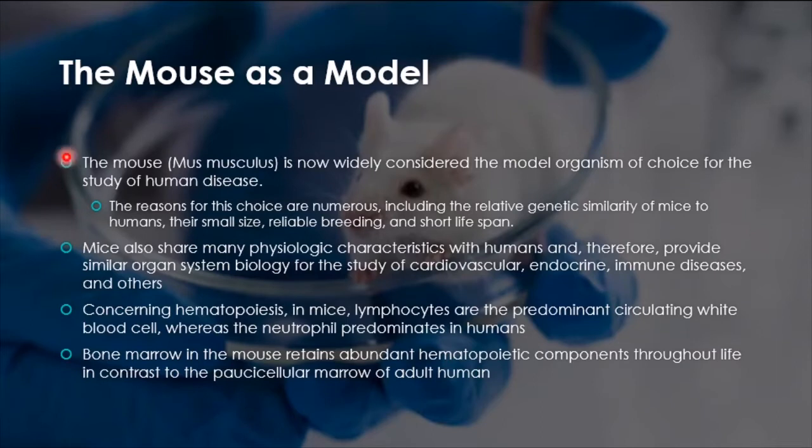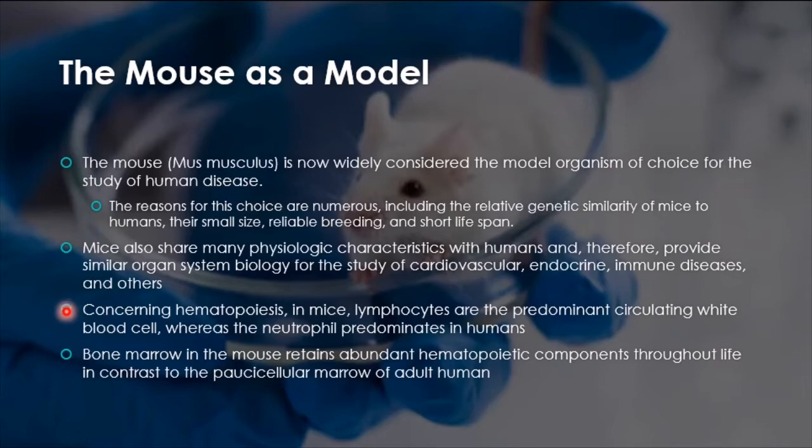The mouse as a model. The mouse is now widely considered the model organism of choice for the study of human disease. The reasons for this choice are numerous, including relative genetic similarity of mice to humans, their small size, reliable breeding, and short lifespan. Mice also share many physiological characteristics with humans and therefore provide similar organ system biology for the study of cardiovascular, endocrine, immune diseases, and others.